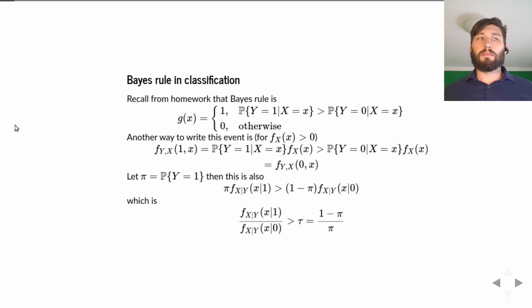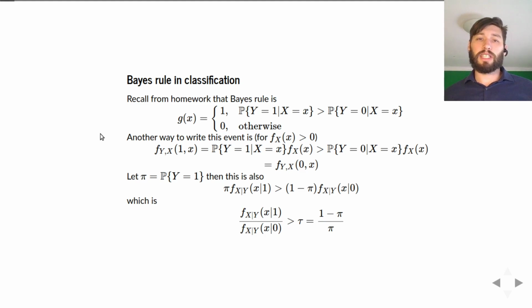Okay, so the Bayes rule in classification states the following thing, and if you're taking my class, then you've seen this from homework. You can recall that the Bayes rule is the following. It just says, let's predict a 1 if the probability of y equals 1 conditional on x exceeds the probability of y equals 0 conditional on x. So this is the Bayes rule for the 0-1 loss.